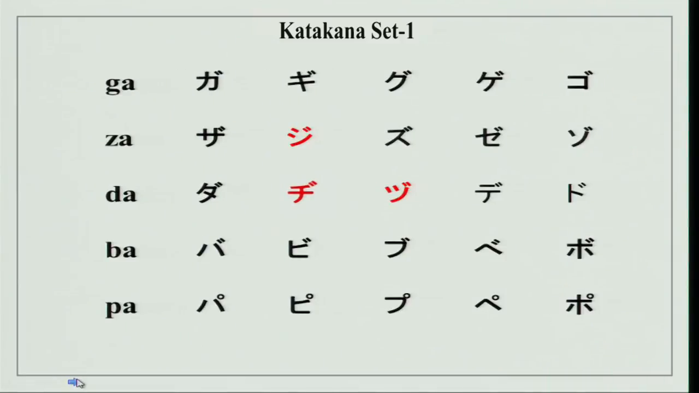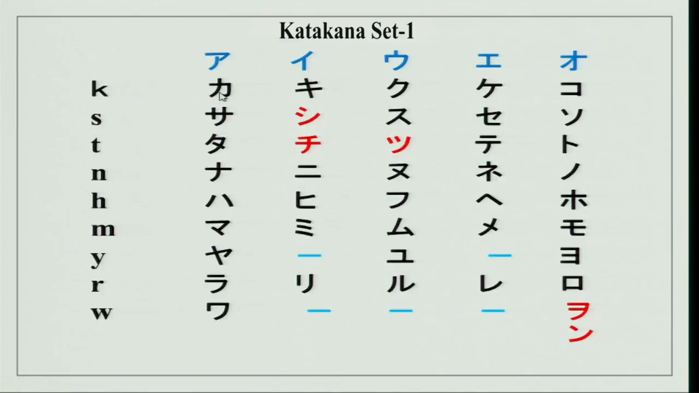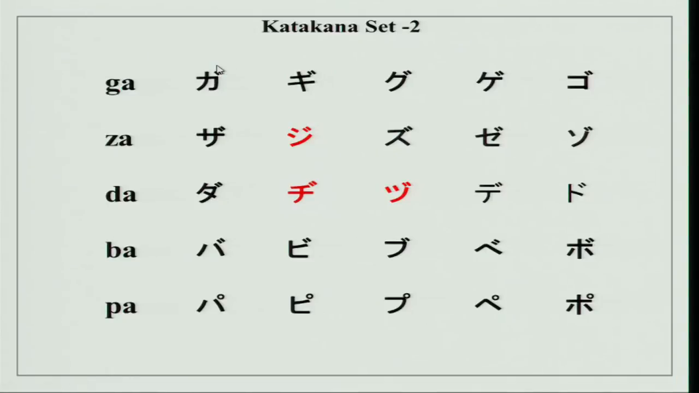Again, we have extra sounds here in the katakana series, the set 2. The sounds are ga, za, da, ba and pa. Now, you will notice in hiragana, these letters were actually made from the set 1 symbols. Similarly, over here, in set 1, you will see ka, ki, ku, ke and ko. If you just put this small symbol on top of ka, ki, ku, ke, ko, it becomes ga, gi, gu, ge and go. Similarly, for sa, if you put this symbol, the sound becomes za, ji, zu, ze and zo.